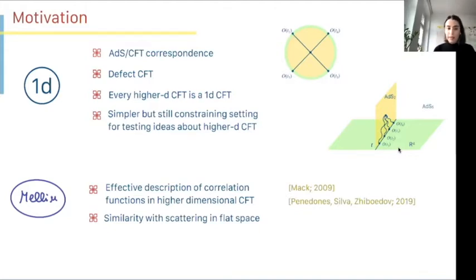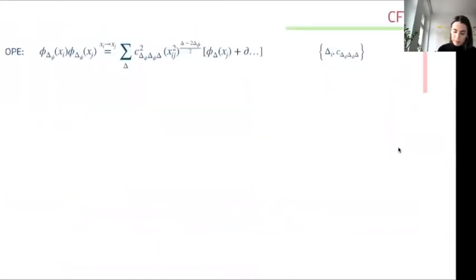Throughout these studies, it has proven to be a really effective description for correlation functions in higher dimensional CFT, because it allows us to have a nicer, simpler representation for these correlation functions. It's a sort of Fourier transform, but in curved space. It's also quite interesting because of its similarity with scattering in flat space, as I will show you in a second.